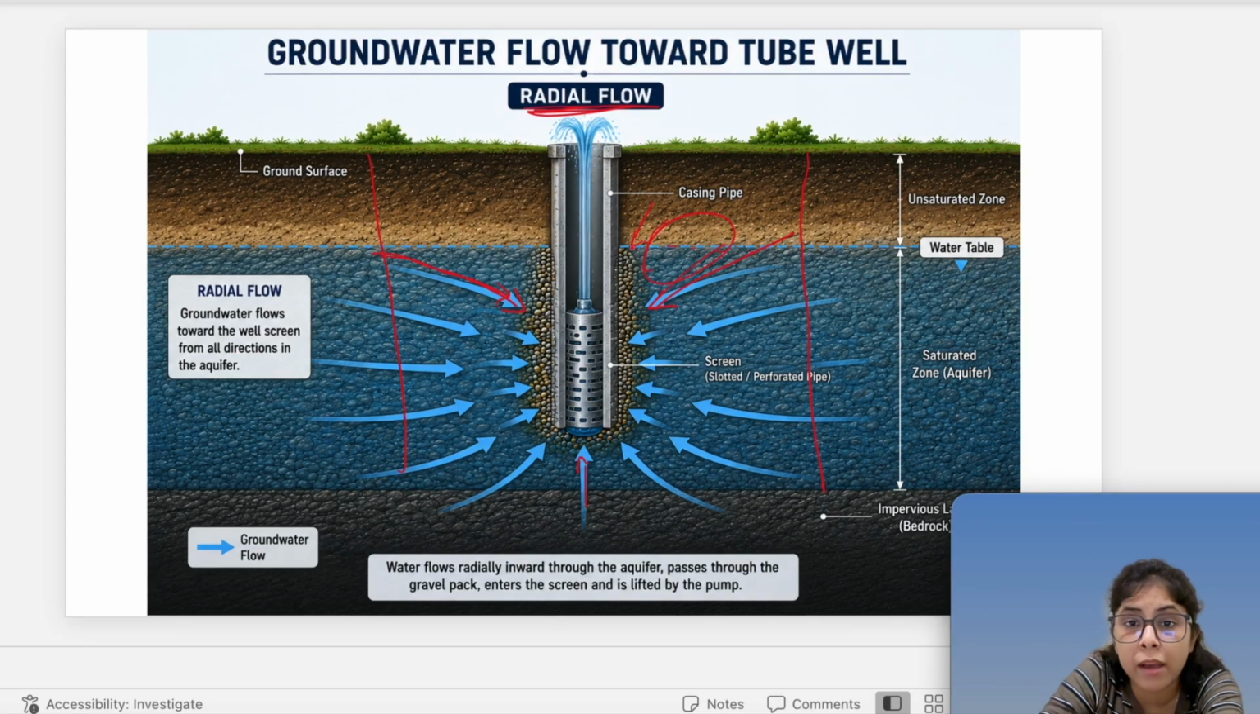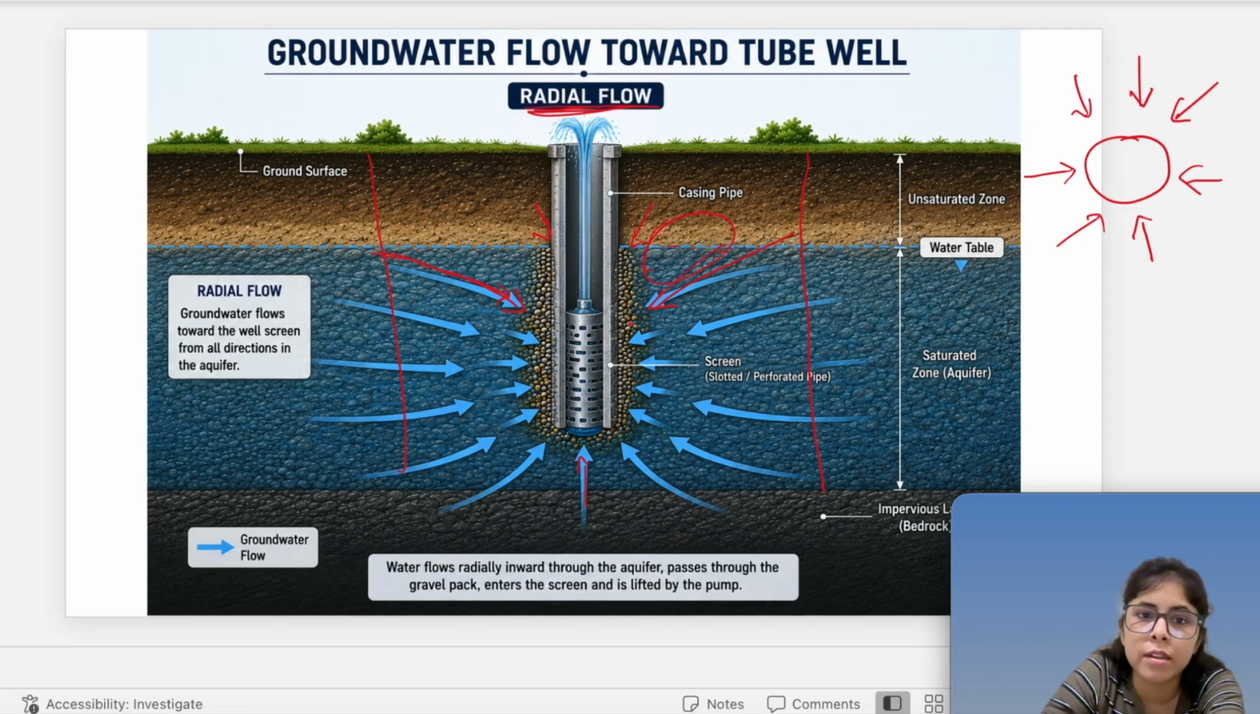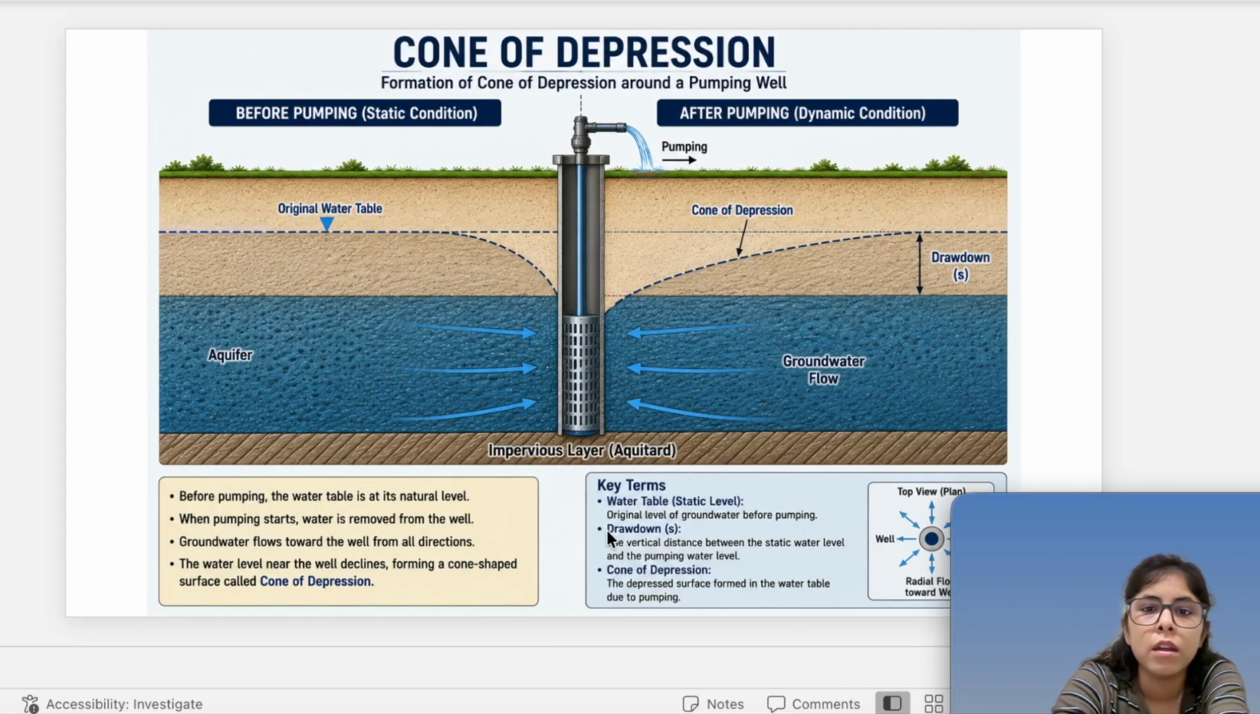It is coming from the back also, right? Just imagine it vertically. So this is the well, and from all over the water is coming into the well. So it's a radial flow, flows towards the well screen from all directions in the aquifer. So water flows radially inward through the aquifer and passes through the gravel pack and then enters the screen, and then it is lifted by the pump. So this is how the groundwater is flowing. Which type of flow is there? Radial flow.